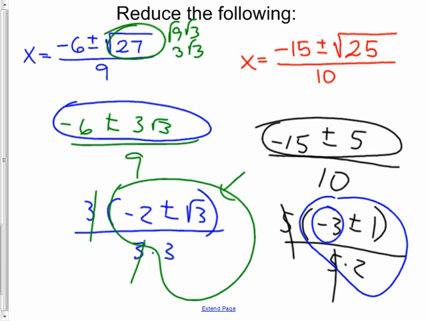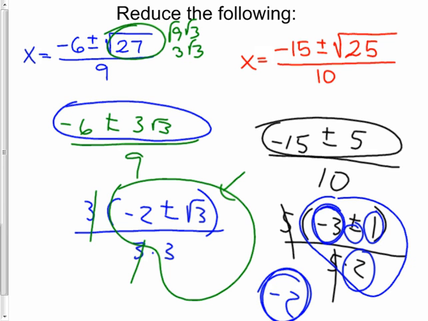What's negative 3 minus 1 makes negative 4 divided by 2? Negative 2. Yes. Negative 2 is one of your two answers. The other one is negative 3 plus 1, which makes negative 2, divided by 2? Negative 1. Your two answers were negative 2 and negative 1. Why would I have two answers to a quadratic? Because the parabola must have touched twice at negative 2 and negative 1.